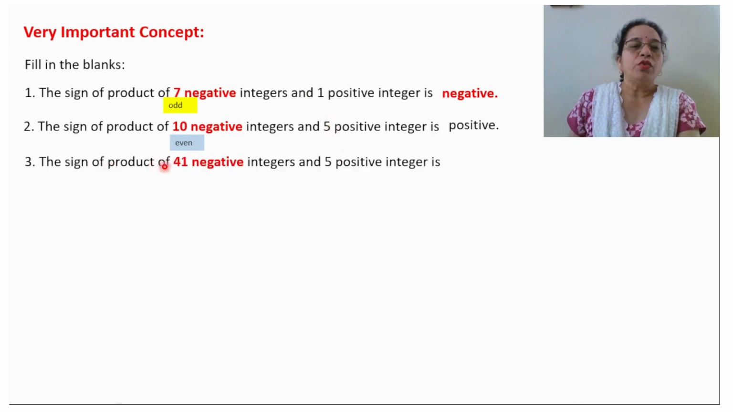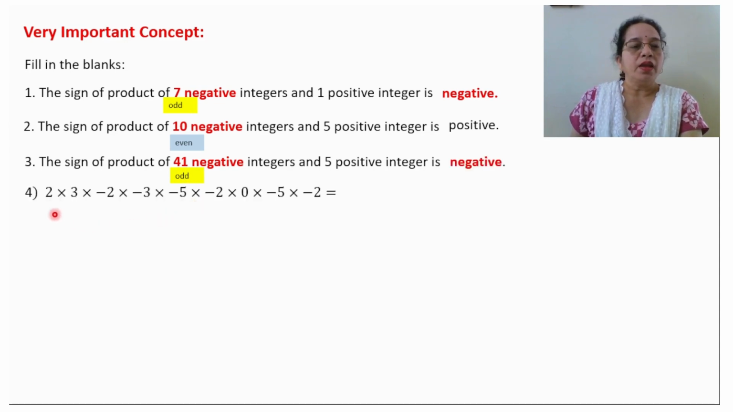The sign of the product of 41 negative integers. So 41 is an odd number. Odd means negative. Your answer will be negative. Here you can see, find the product. So multiply this and tell me the answer. I'll give you just 1 minute to find the product.